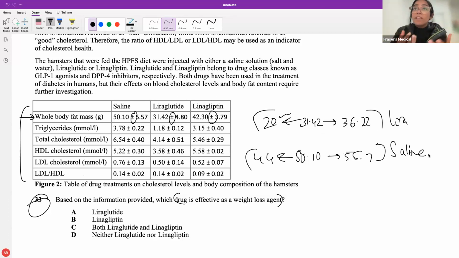or it's proving to have a significant effect on whole body fat mass.